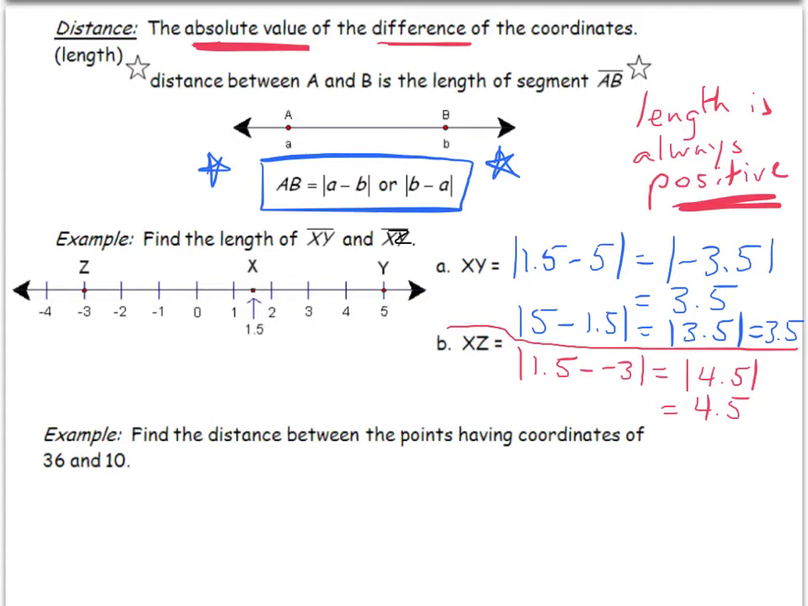Next example, I want you to find the distance between the points having the coordinates of 36 and 10. You're going to do the same exact thing as what we did before. Try it out on your own, pause the video, and we'll come back and have an answer for you. I ended up getting a distance of 26 units because I took 36 minus 10 and the absolute value of that. If you did 10 minus 36, you would have gotten negative 26, but you're taking the absolute value, so you still get 26. Doesn't matter the order. That's how you find distance.